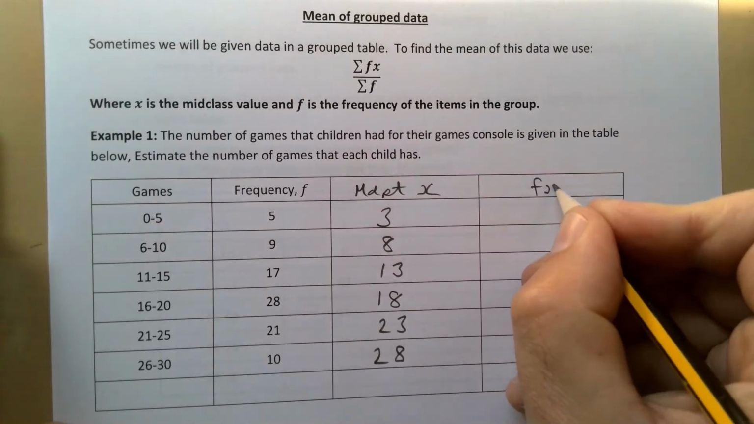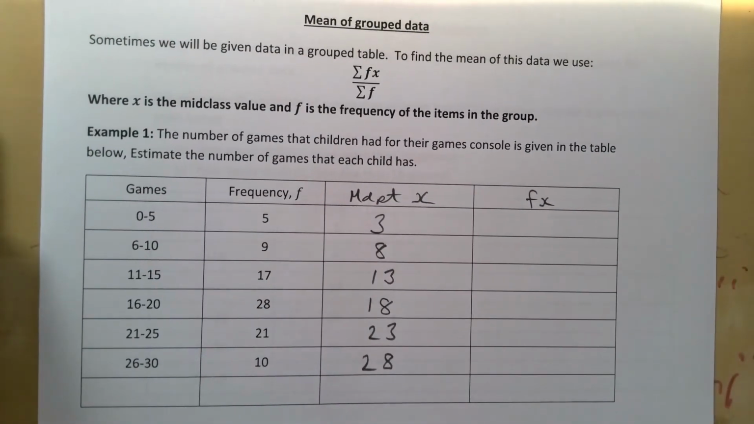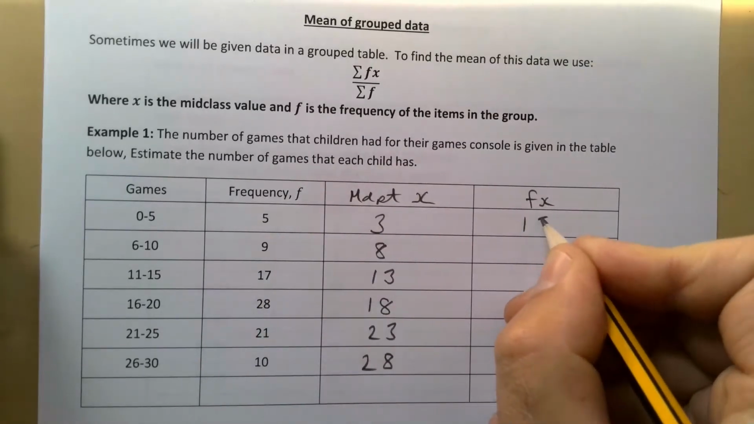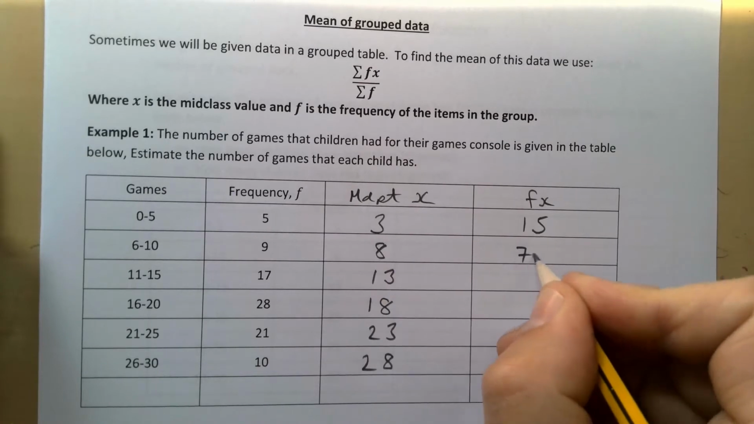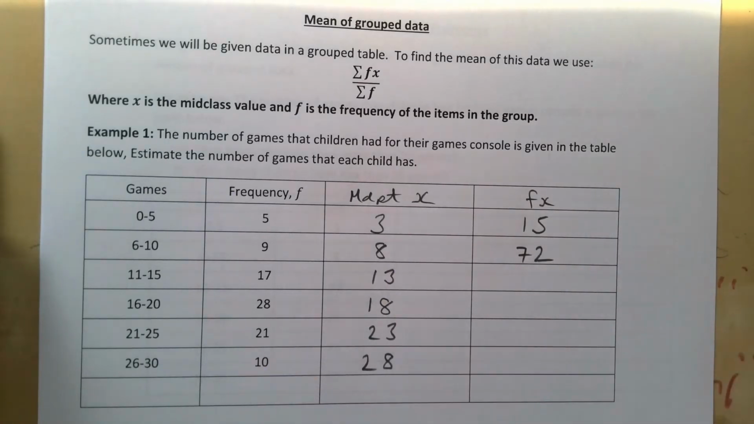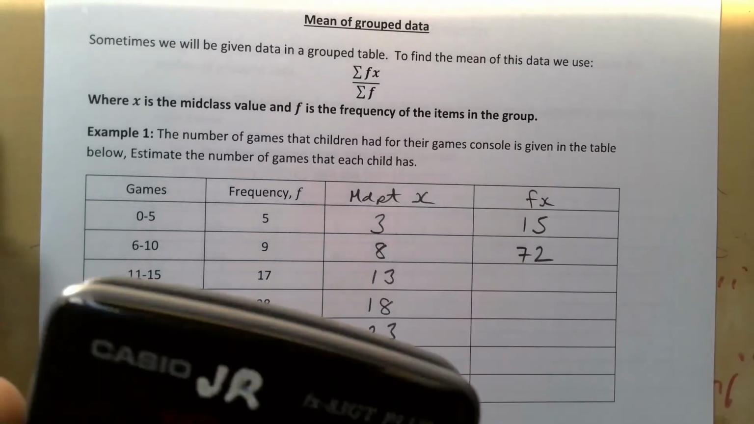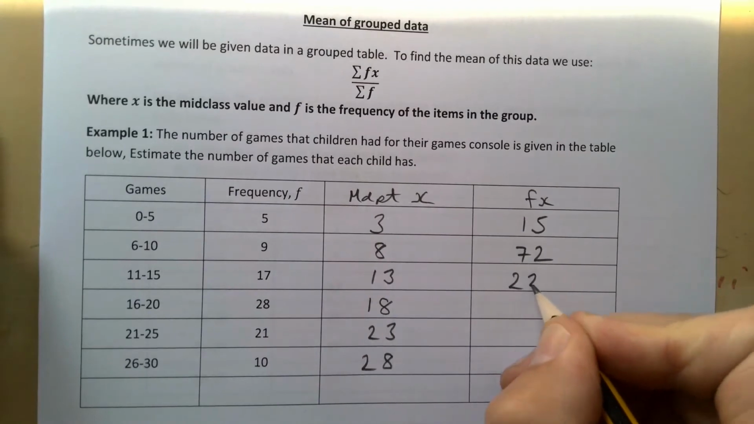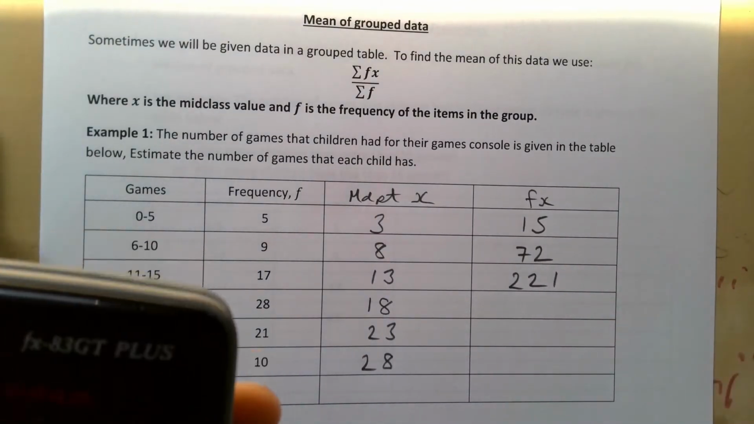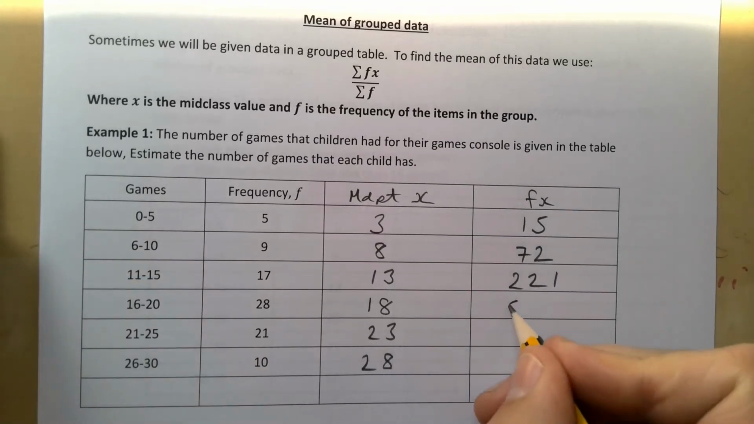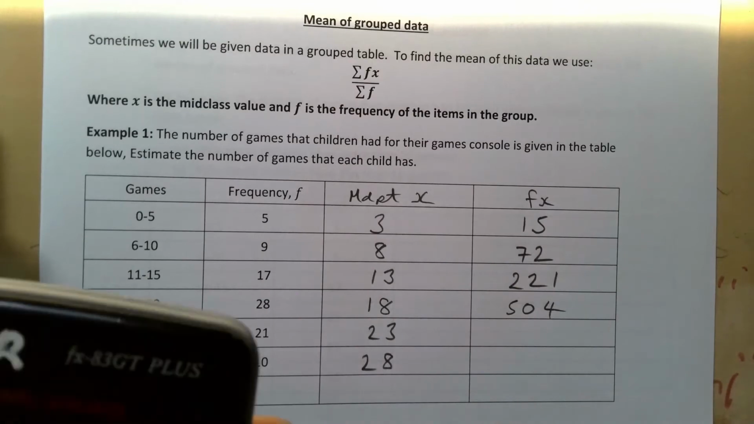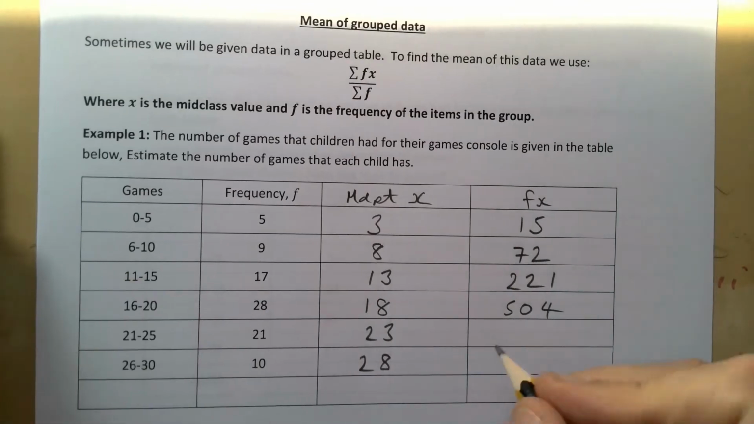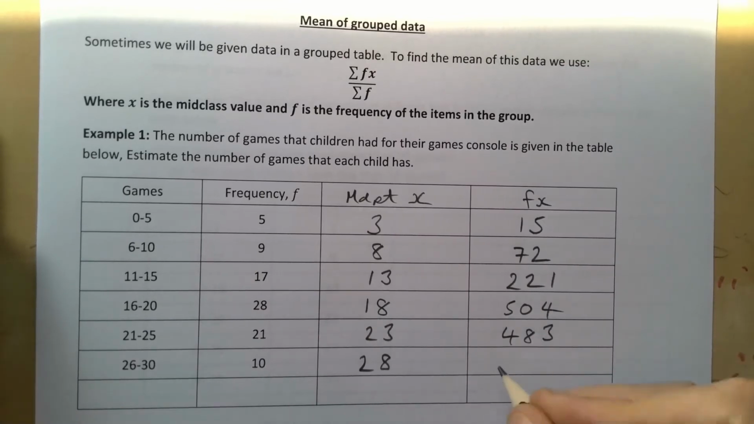Fx, then we need to multiply these, and we'll see how my arithmetic is as we work our way through here. So 5 times 3 gives us 15. 9 times 8 gives us 72. 13 17s is going to be 221. 28 times 18 is 504. 21 times 23 is 483. And 10 times 28 is going to give us 280.